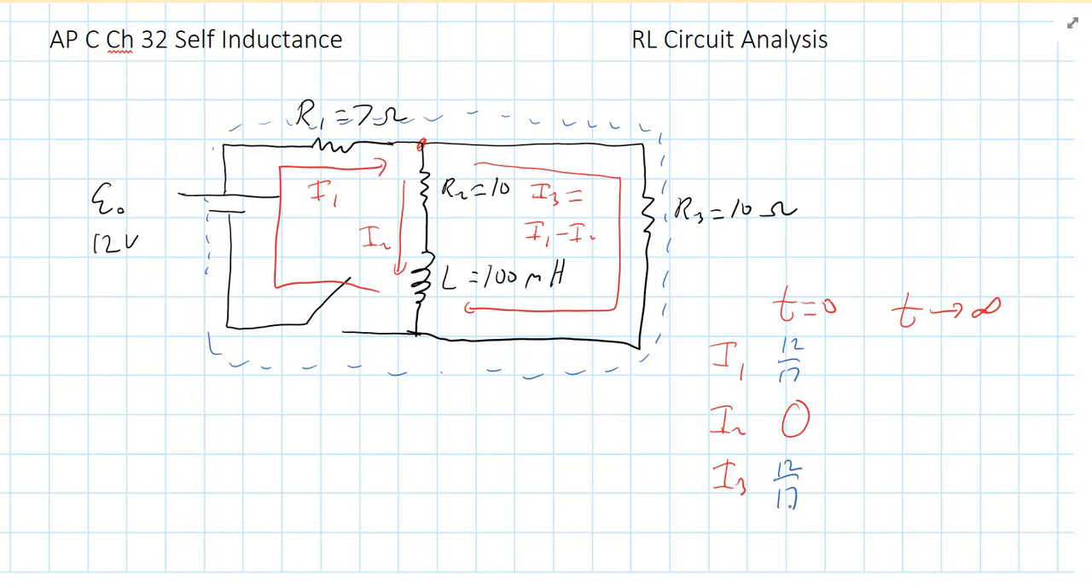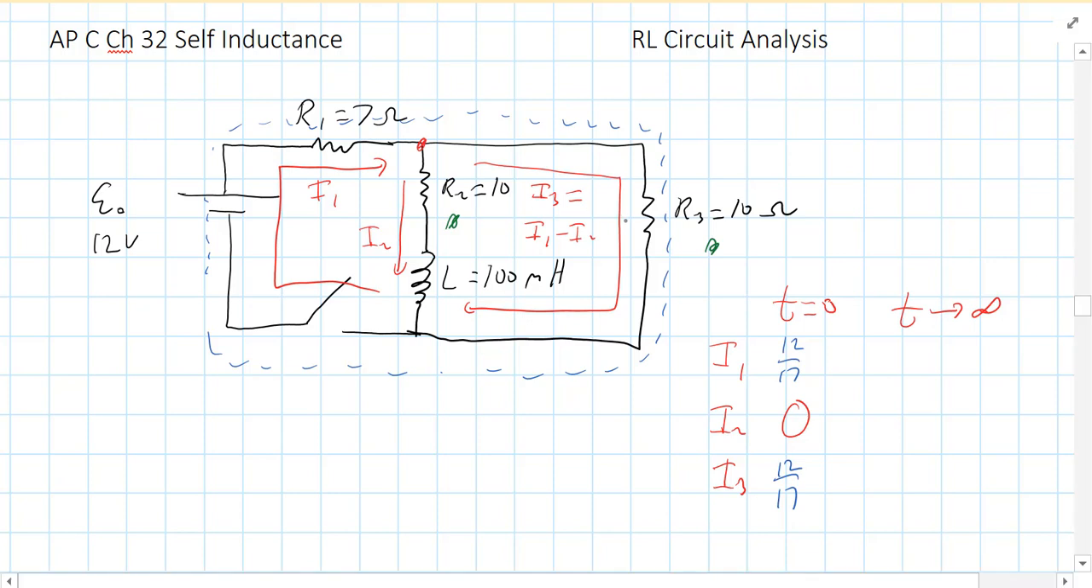After time goes by, current will flow through the inductor. And after a long, long time, the inductor behaves like a wire. So what does that look like then? Well, in that case, you have R2 and R3 in parallel. Now, they're 10 ohms each. 1 over 10 plus 1 over 10 is 2 over 10, 1 over 5, which is 5 ohms.